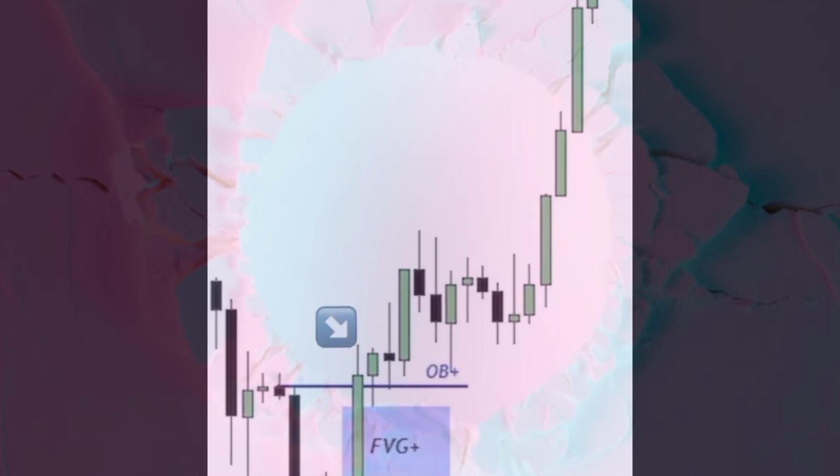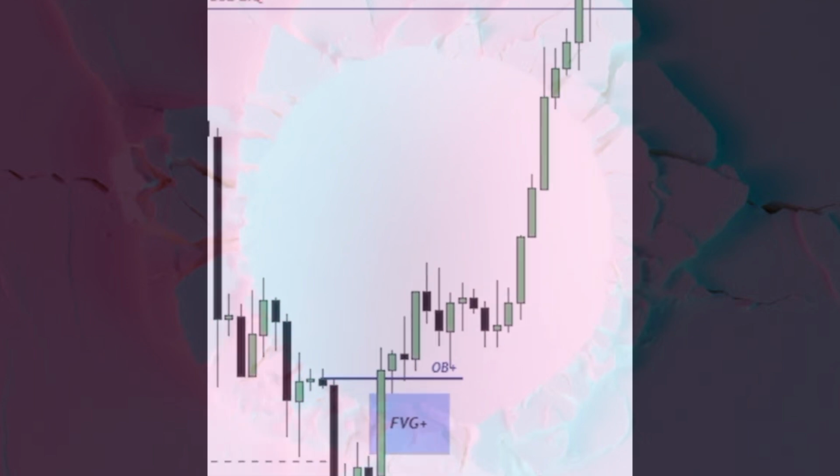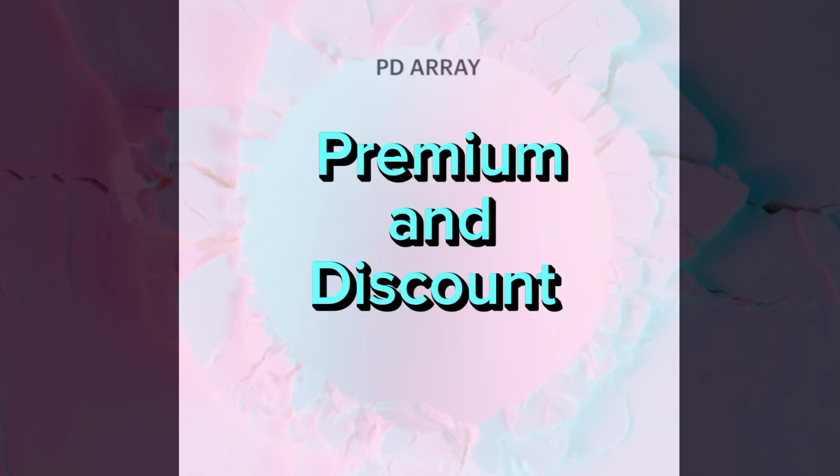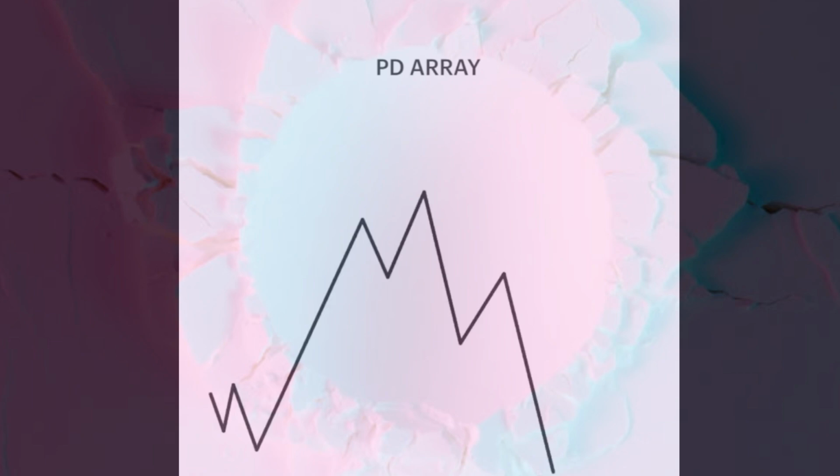So, what is a PD array in Forex? First of all, let's understand the meaning of the words PD array. PD is an abbreviation used for premium and discount, while array means arrangement. So ICT PD array is an arrangement of ICT tools in premium and discount zones for trade entry.